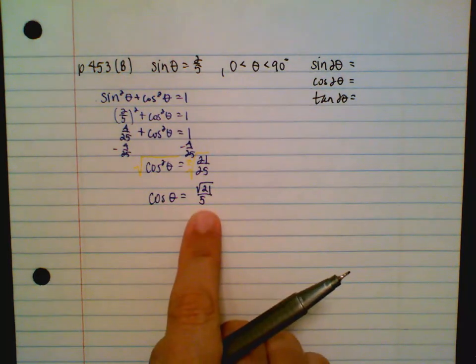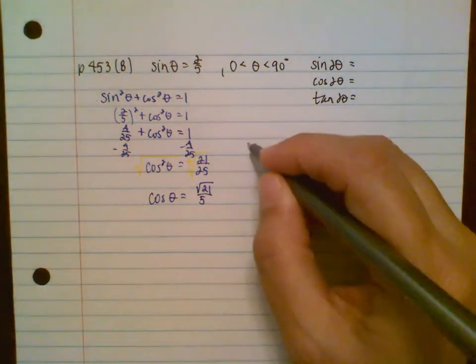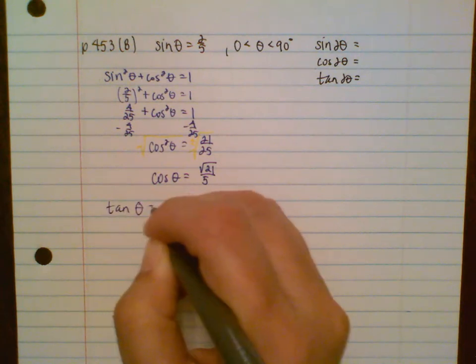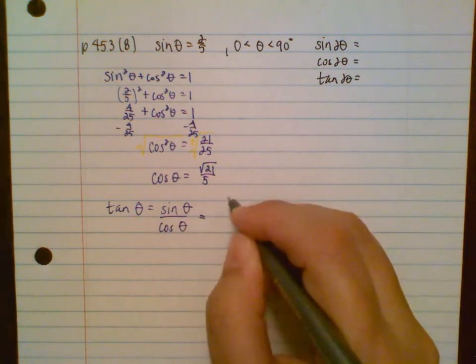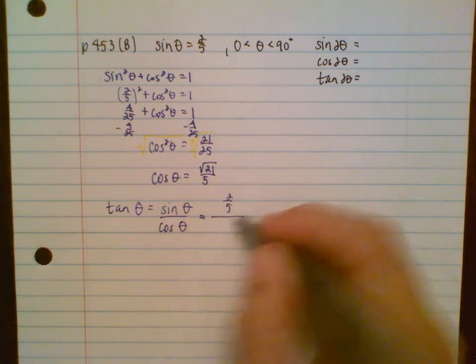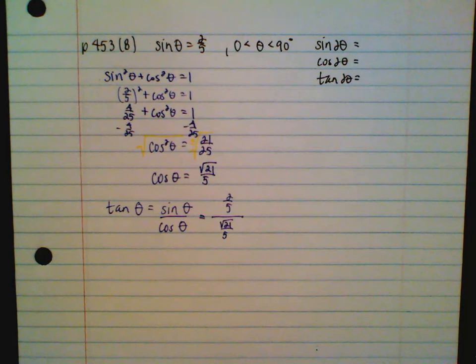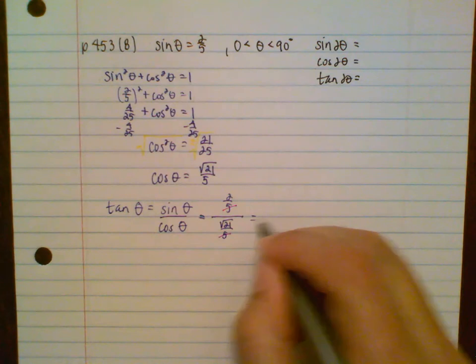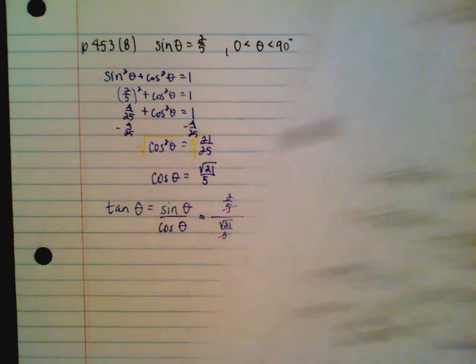So now we know the cosine is the square root of 21/5. And then we need to find the tangent. Let's actually do that here. The tangent of theta is the sine divided by the cosine. My sine is 2/5. My cosine is the square root of 21/5. And the cool thing here is my fifths will divide out, and I'm left with 2 divided by the square root of 21, which, oh my goodness, that's what I got right here. So see, either way works.